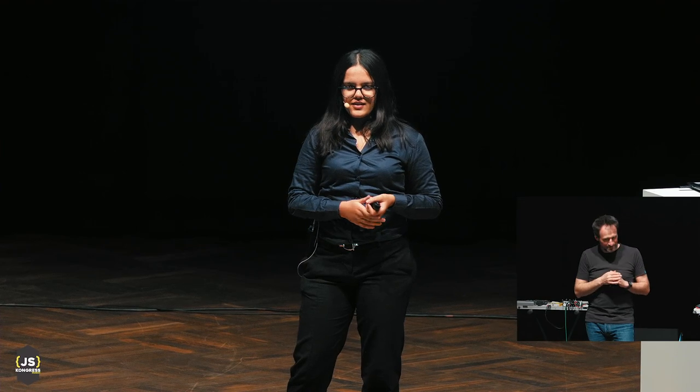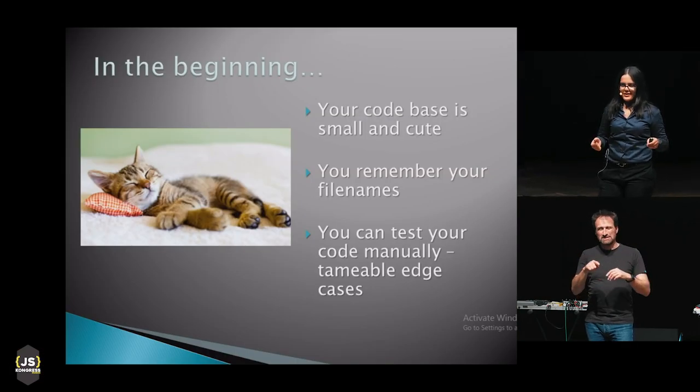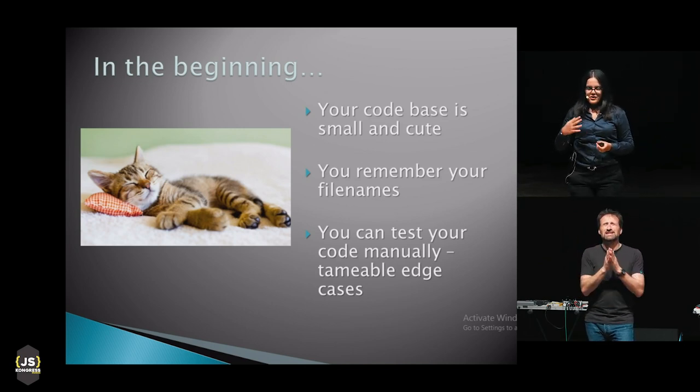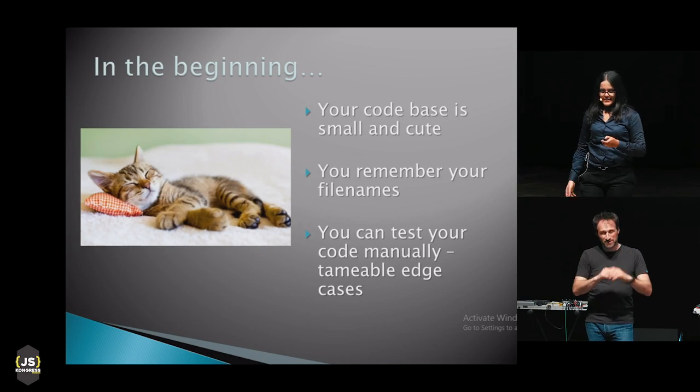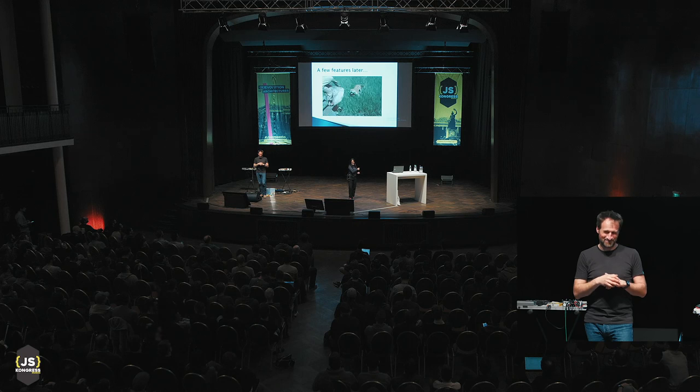What happens? You add another feature. Something breaks in production and you put a band-aid somewhere. Something else breaks and then it's held together by prayers. A few more features, a few more years later, this is what happens when you try. That's what that cat becomes when you try to change anything in production.